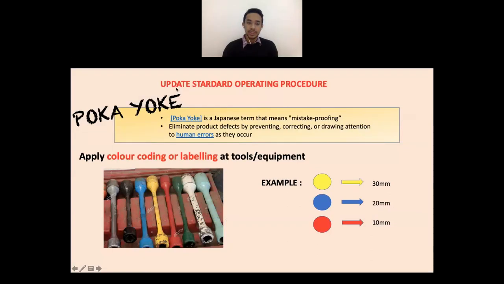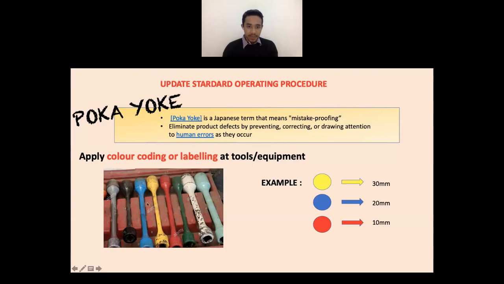So for the second solution is update standard operating procedure. So since the operator always makes a mistake choosing a bush pin, I want to apply poka-yoke. So poka-yoke, as we know, is a term from Japan, which means mistake proofing. So to eliminate product defect by preventing human error. So what I want to apply is color coding or labeling at tools or equipment.